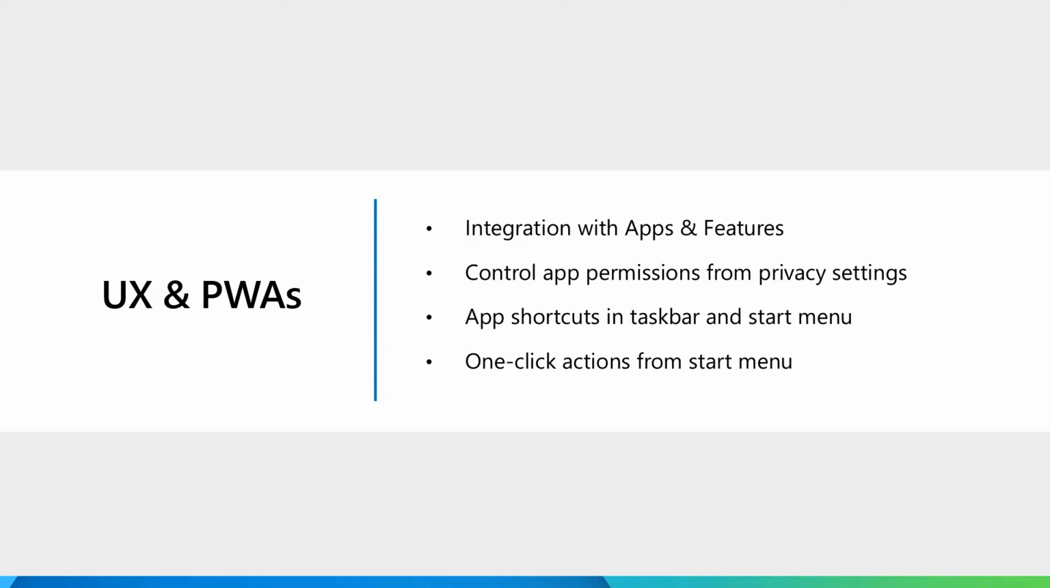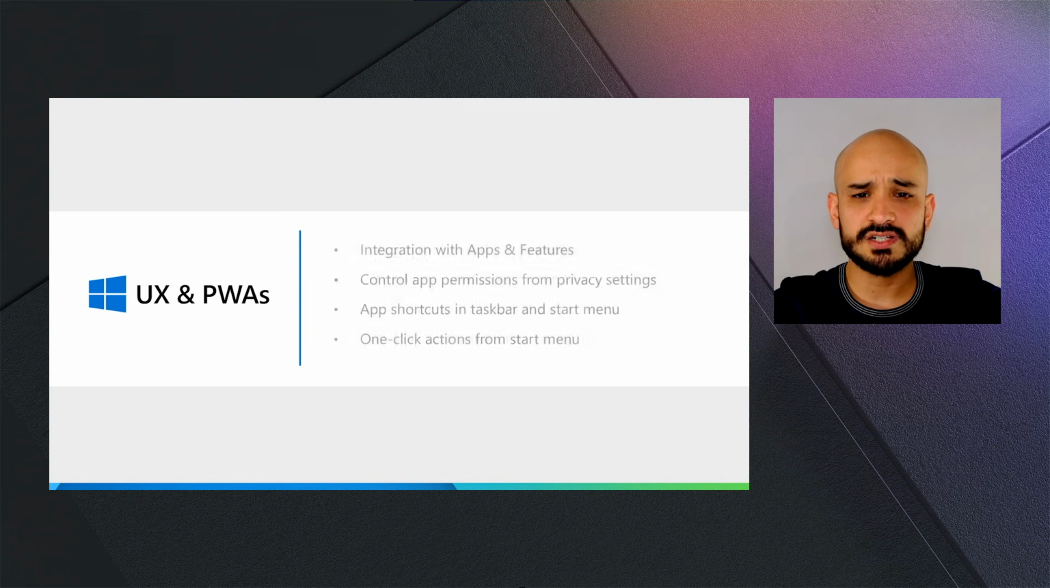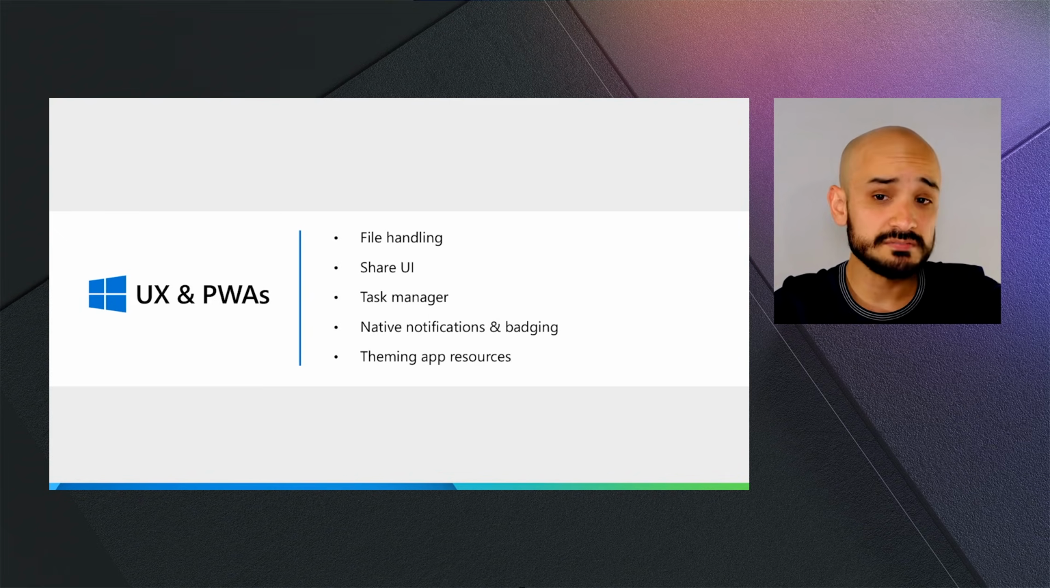You can also have the app shortcuts in the taskbar and Start menu, and have one-click actions directly from the Start menu as well. More benefits include the possibility of handling files, participating in the native Windows Share UI. You get to appear on the taskbar. Your app has consistent native notifications and badging with the overall notifications of the operating system. And your PWA will even adapt to the theme that is currently in use in the operating system.